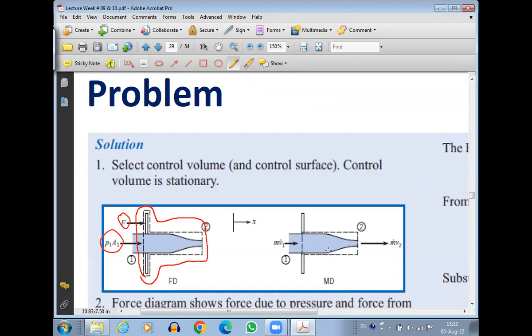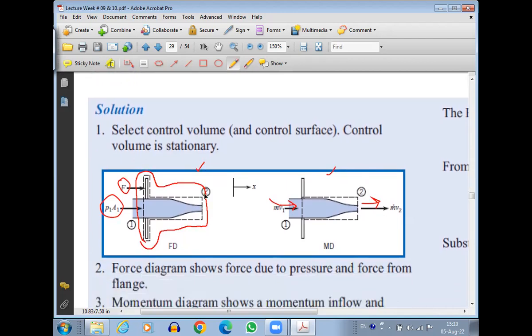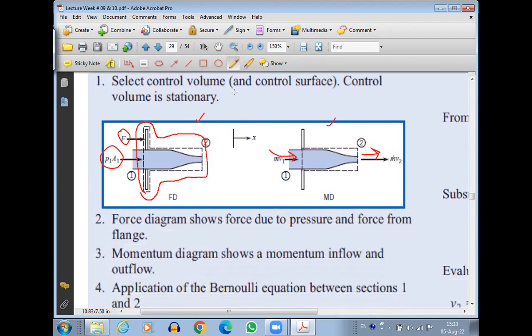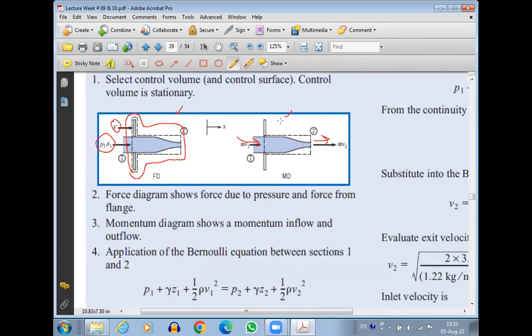In the momentum diagram, we don't show the forces, we just show the flow going in, flow going out, and correspondingly the momentum of the fluid. So we have the fluid going into the nozzle, and then we have the fluid going out of the nozzle. Into the nozzle is m dot v1, out of the nozzle is m dot v2. So these are the momentum. So now that's it. We have made the momentum diagram and the force diagram. Are the momentum diagram and force diagram clear to everybody? If anybody has any question regarding these diagrams, let me know.